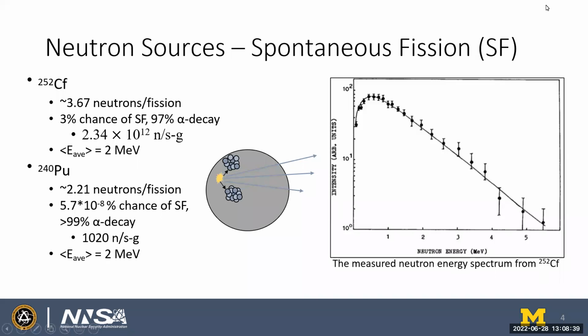There's also another man-made isotope that's more common in nuclear reactors called plutonium-240, and that produces fewer neutrons per fission, and it has a much lower chance of spontaneous fission, but it does still produce neutrons from spontaneous fission, and you get about 1,000 neutrons per second per gram for this material, with about the same average energy.